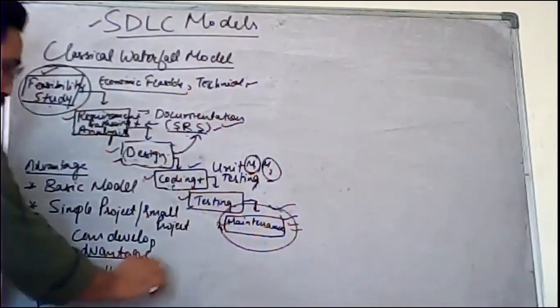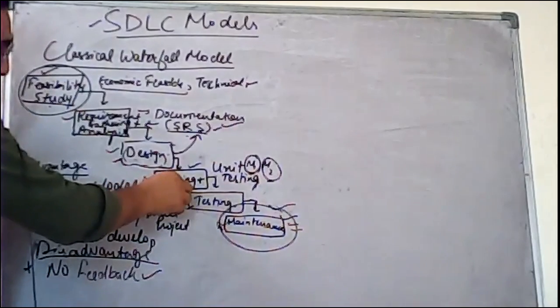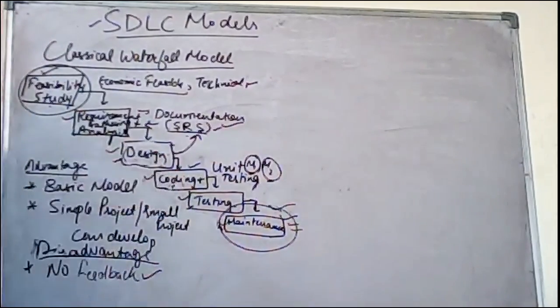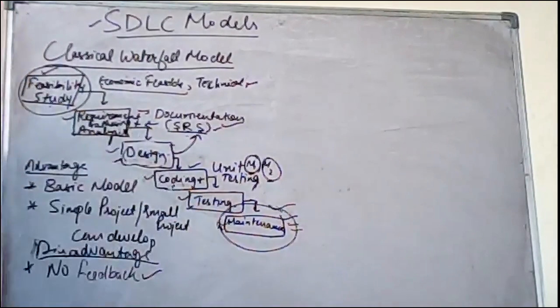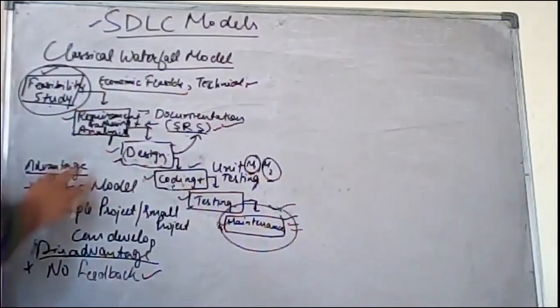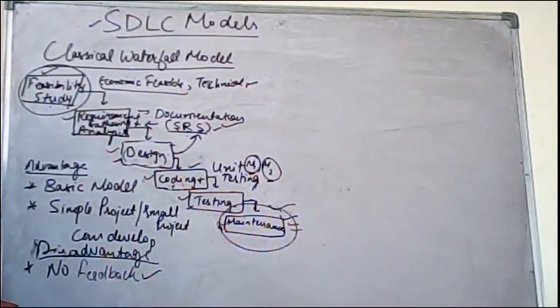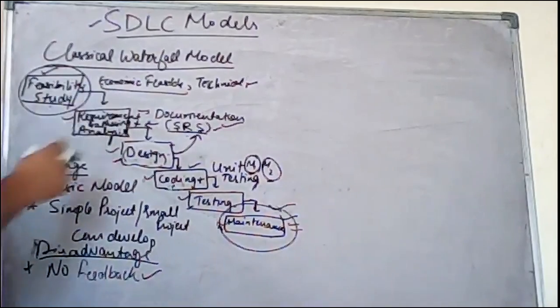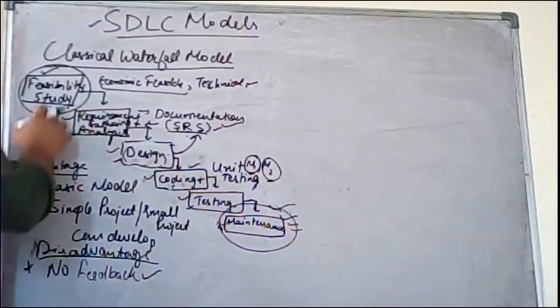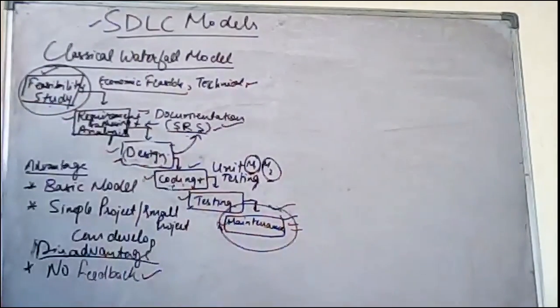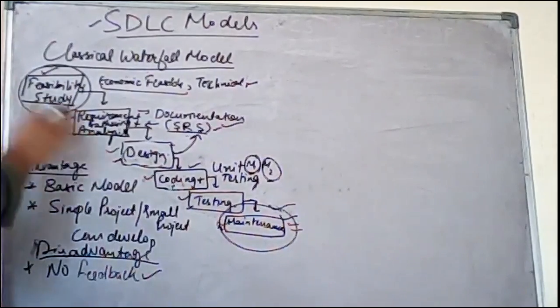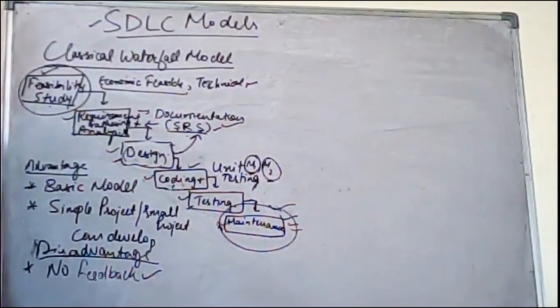It means there is no feedback concept. If they have a problem, they cannot give feedback to design. If testing has a problem in coding, we cannot give feedback to the coding part. There is no such option in the classical model. But in the next model, the iterative waterfall model, this feedback disadvantage is removed. Now these are the basic problems that come under the classical waterfall model. Now I will go to the iterative waterfall model.